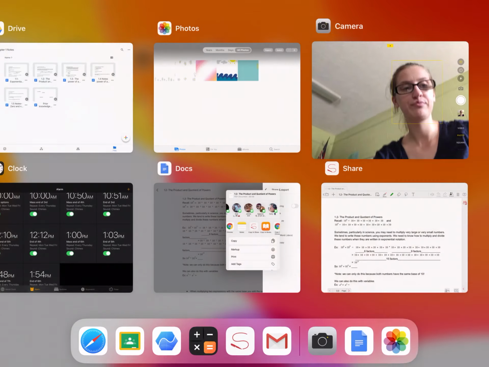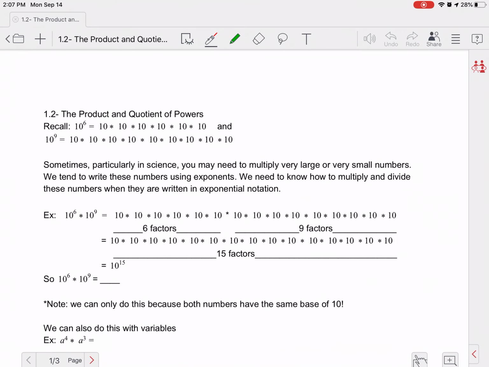Hi guys, welcome back. We are going to be talking about section 1.2, which starts off with the product property. The product property is for exponents, so it's some special rules we can use.